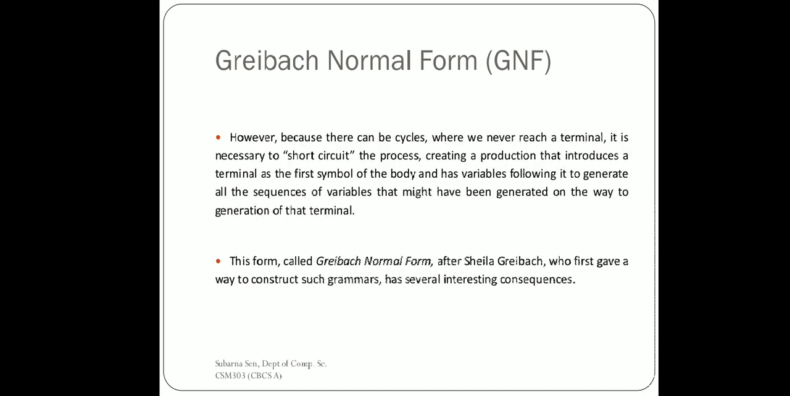Now, however, because there can be cycles where we never reach a terminal, it is necessary to short circuit the process, creating a production that introduces the terminal as the first symbol of the body and has variables following it to generate all the sequences of variables that might have been generated on the way to generating that terminal, right? So what we have to do here, since it may follow n number of variables after the introduction of the first terminal, is short circuit it.